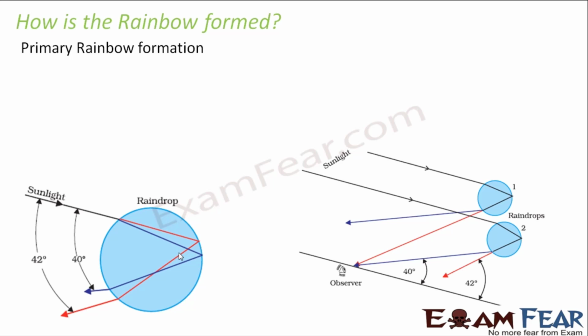So let us first look at the primary rainbow formation. How is a primary rainbow formed? It is a stepwise process. Generally, as I mentioned, a rainbow is formed after a rain. So when a rainfall has taken place, there will be some raindrops already present in the atmosphere, some water droplets. And I also mentioned that it is formed only when some part of the sky is sunny. That means sunlight is present.